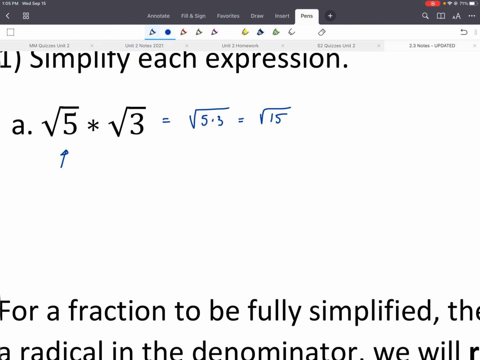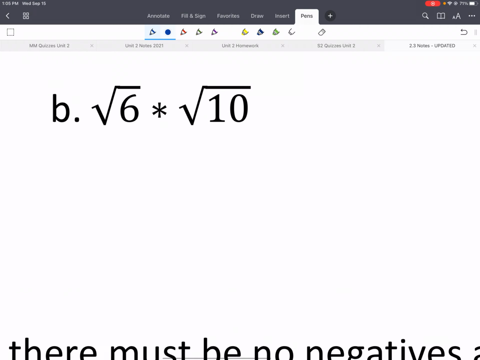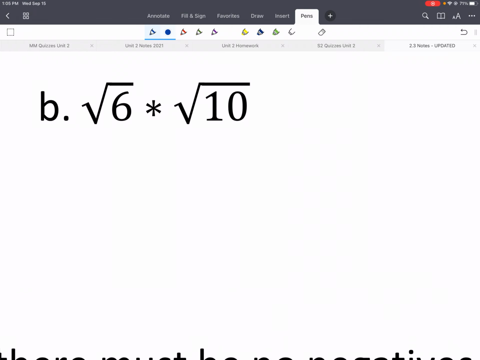the radicand. If I can spell that right, I probably can't, so I'm not going to write that, okay? So that's the radicand. Here, again, the same sort of thing. We're doing the square root of 6 times the square root of 10. Well, that's the square root of 60. Okay, if that's the case, where perhaps we can simplify, then we should do that.